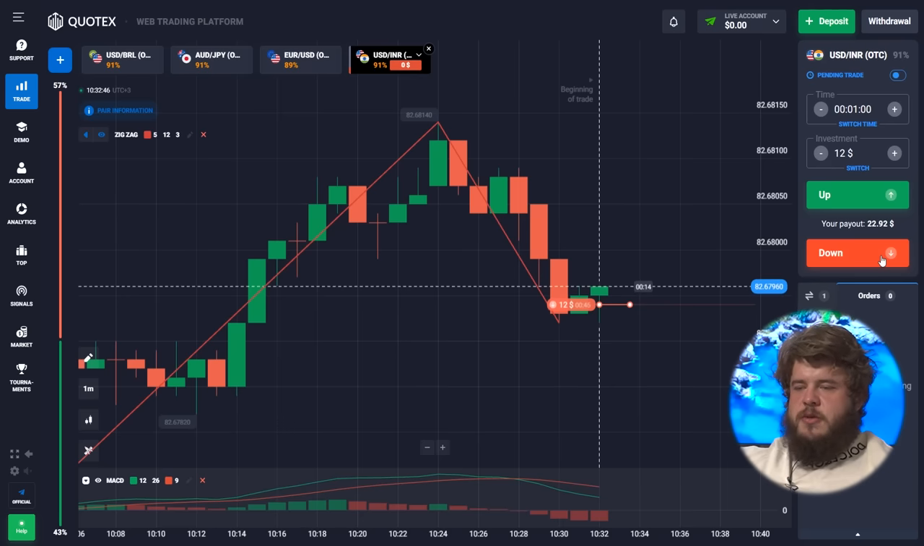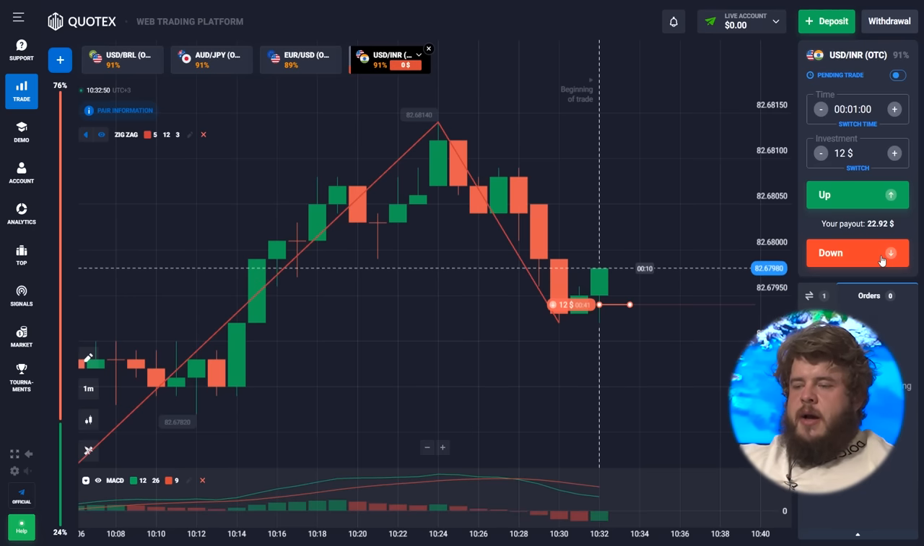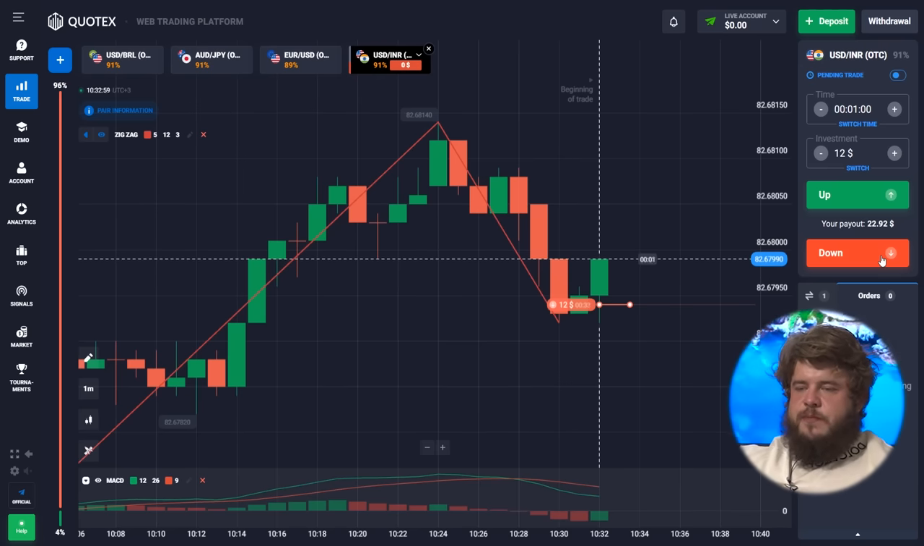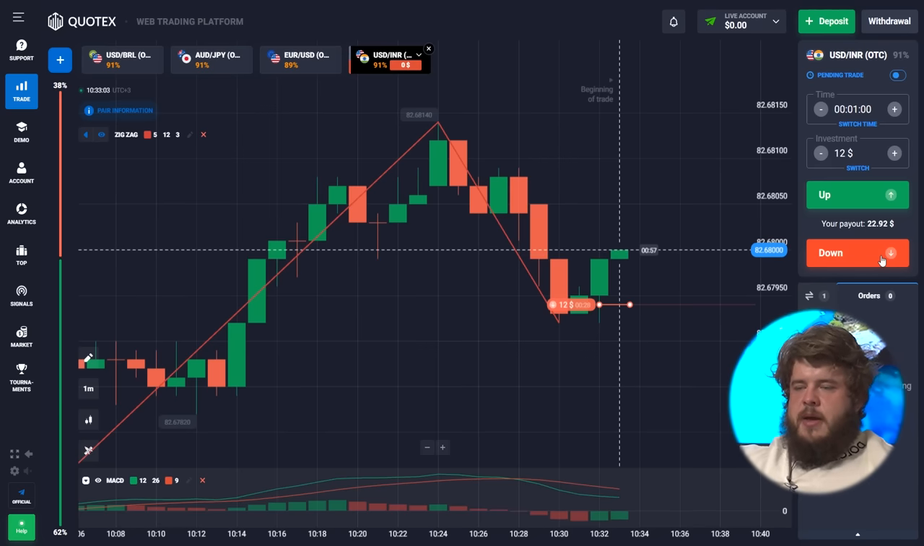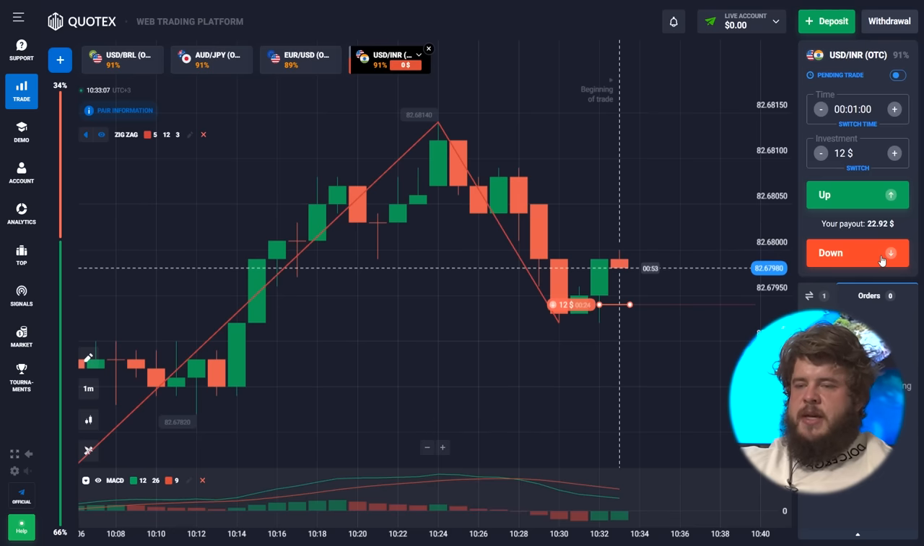We have opened the first trade in the sell position. Today we are using two indicators, MACD and zigzag indicator. Now let's see what we can receive from the first trade. The first trade was opened according to the MACD indicator.